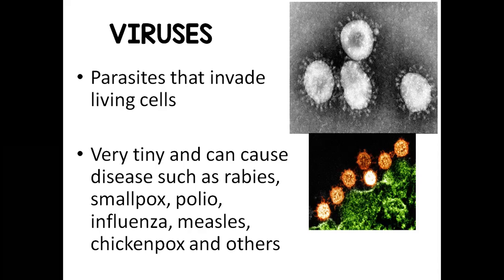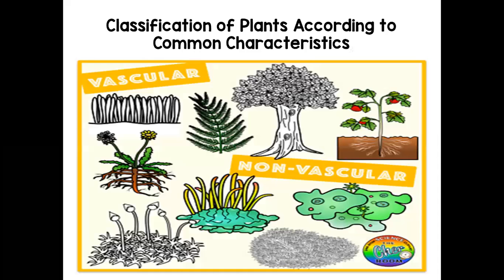Yeah, okay. So this time, let's have the classification of plants according to common characteristics. Plants may be classified by grouping them according to their common characteristics. They are grouped based on their structures. And there are two types. We have the vascular and non-vascular plants. It depends on the part of the plants used to transport water and other nutrients.